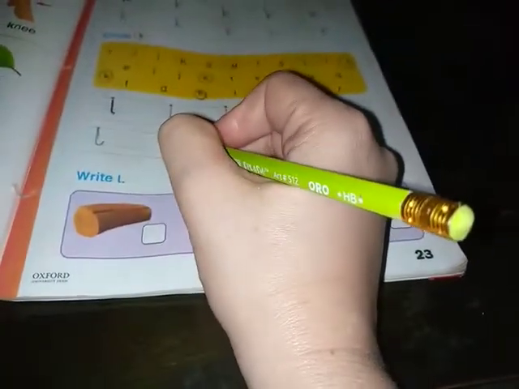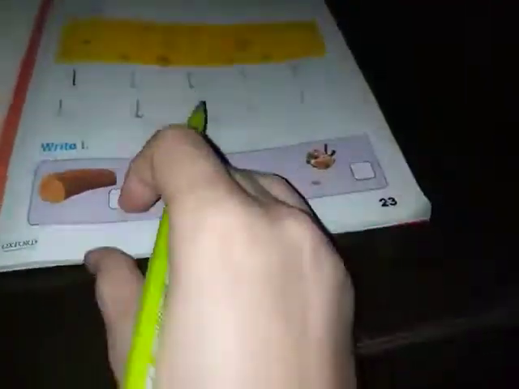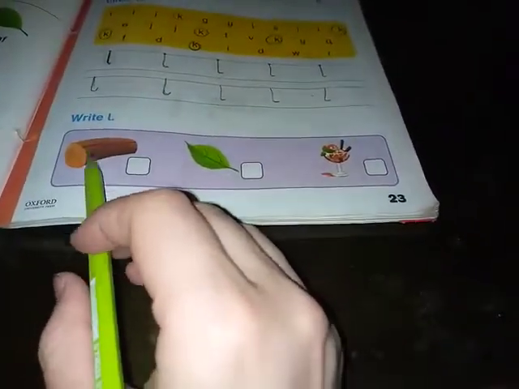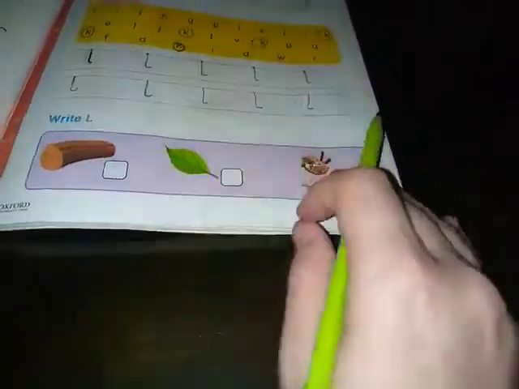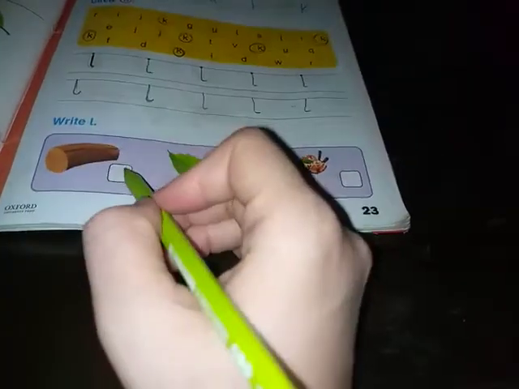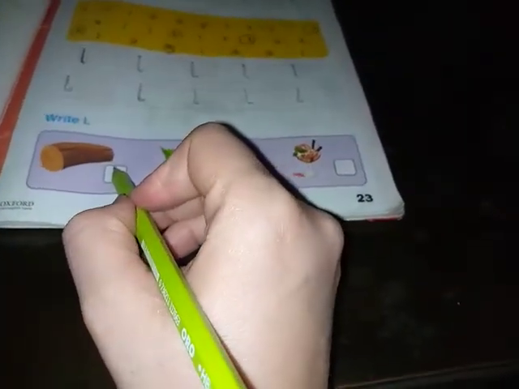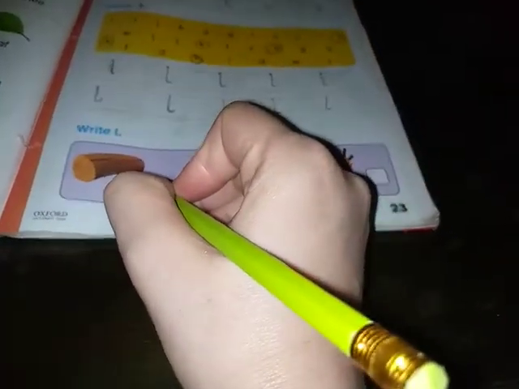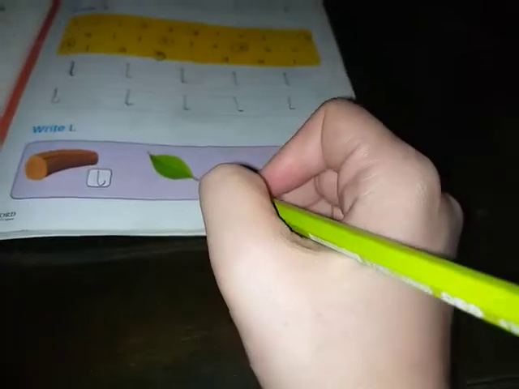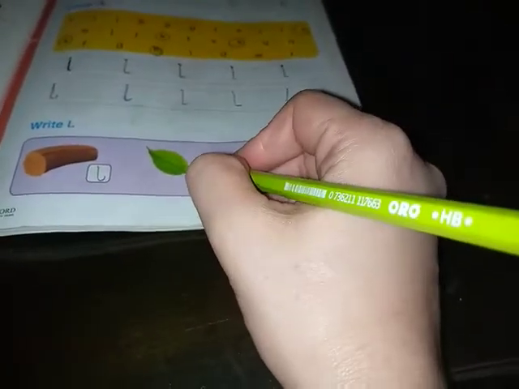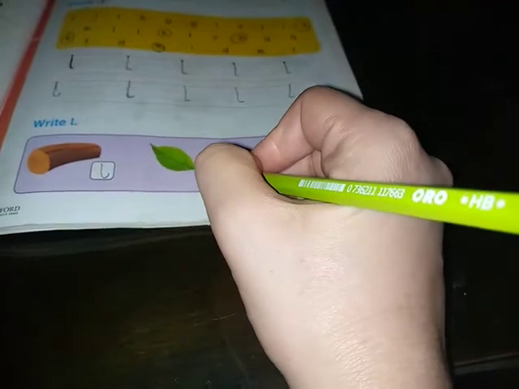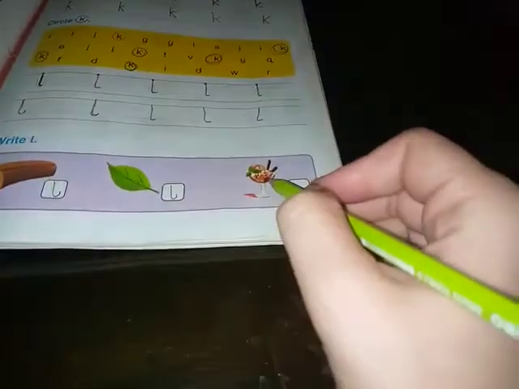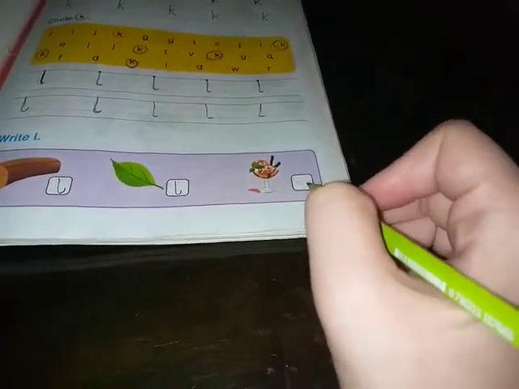Okay. Next we have some pictures. Write L. We have to write letter L in front of the picture which starts with sound L. Like this is log. The sound is L. So you have to write here L. This is leaf. The sound is L. So you have to write here L. This is ice cream, which does not start with letter L. So you have to leave this picture.